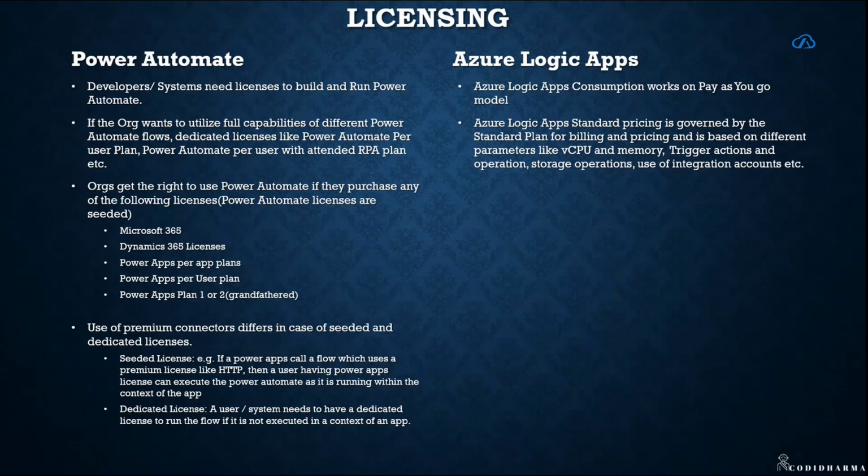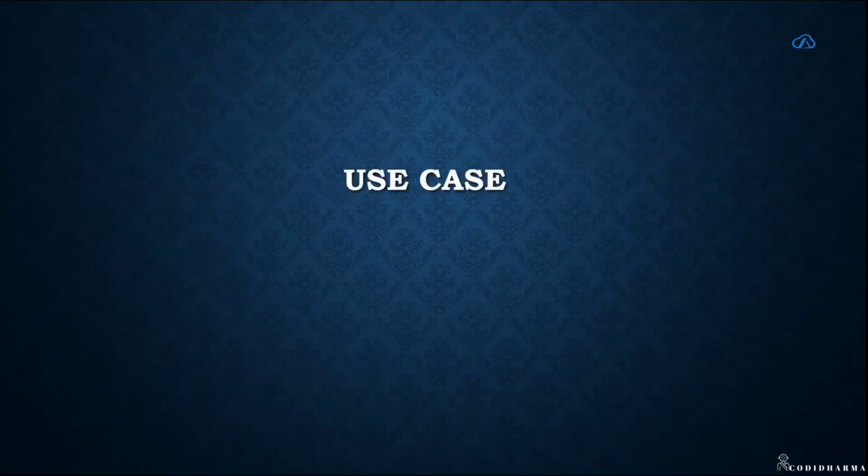So the Standard plan is a bit different, and one needs to again go and check, based upon their requirements, what would be the best option to avail inside that, right? So the licensing for Azure Logic Apps is simpler as compared to Power Automate. So I think that brings us to the end of the comparisons. Now let's quickly do a use case in the next 5 minutes, and then we'll keep 5 minutes for questions.